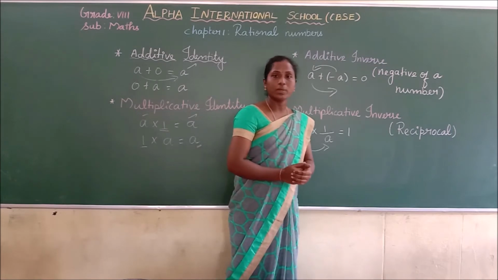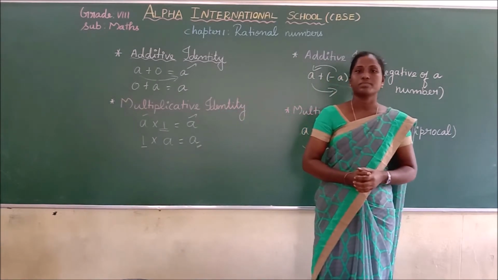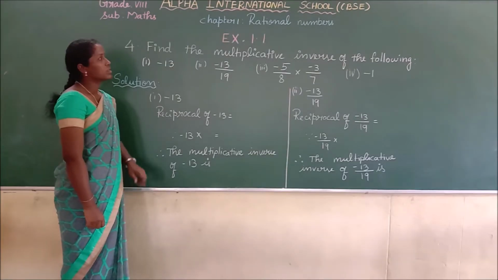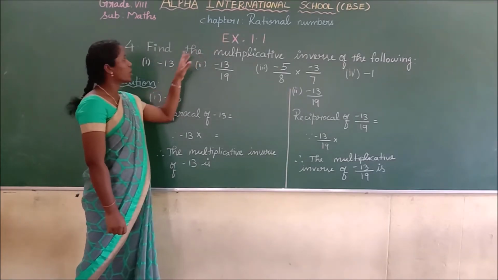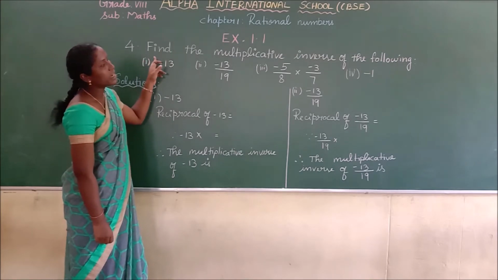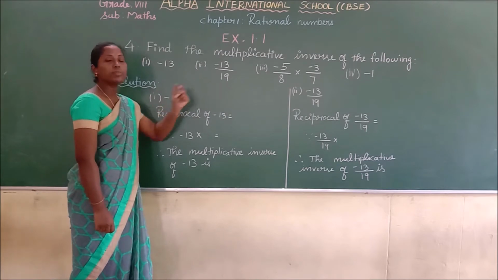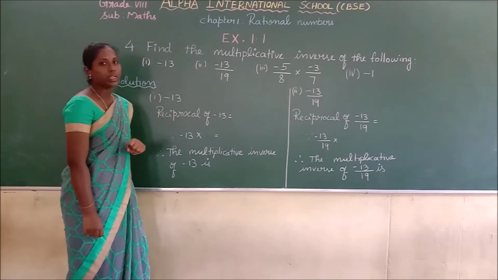So using these properties, we are going to solve our exercise problem. In exercise 1.1, we are going to solve our fourth problem. Find the multiplicative inverse of the following. Here we are given some numbers. We have to find the multiplicative inverse.